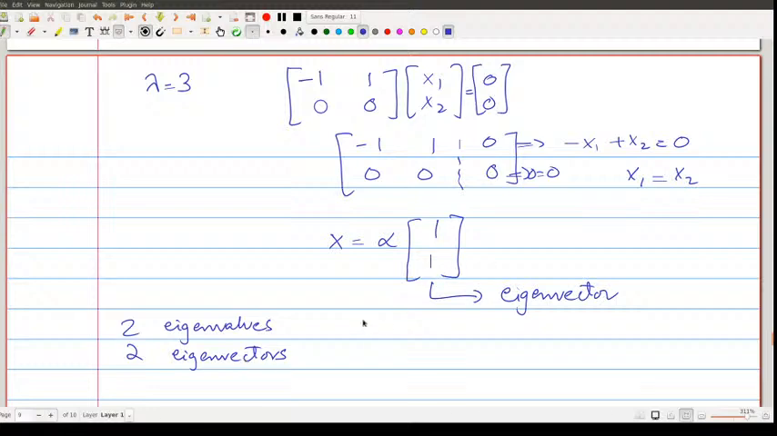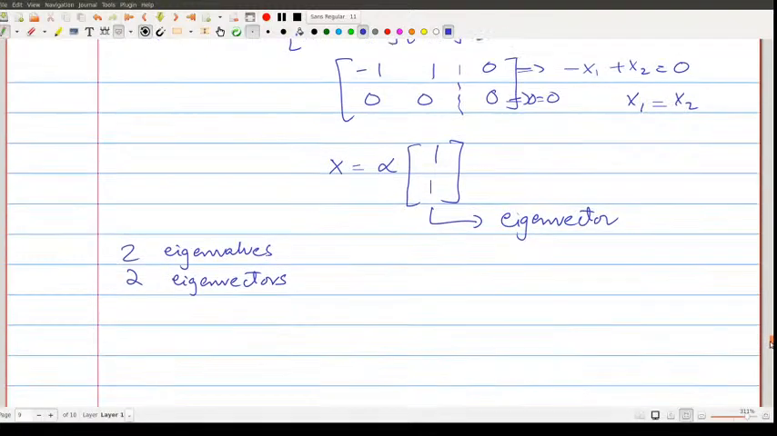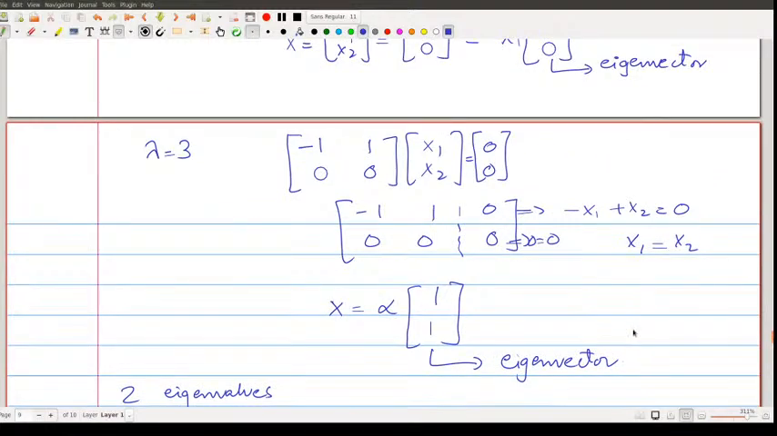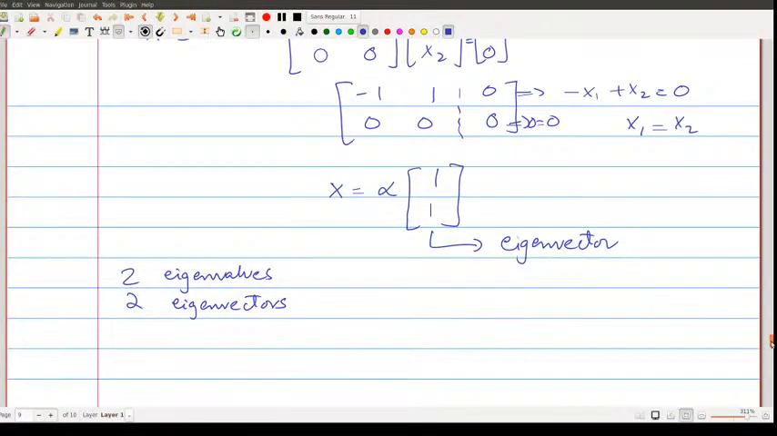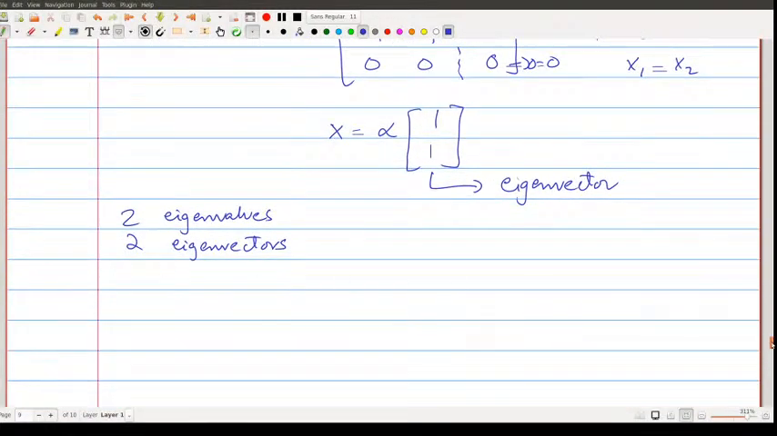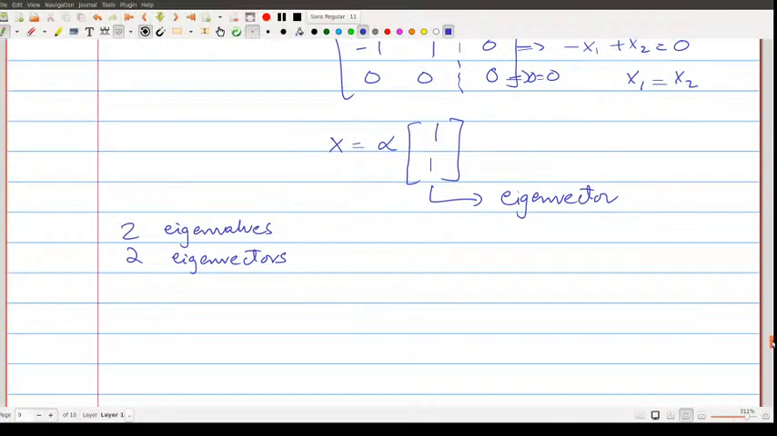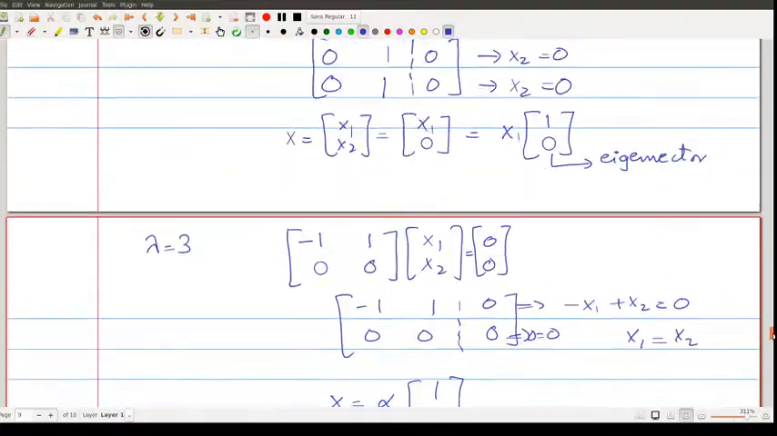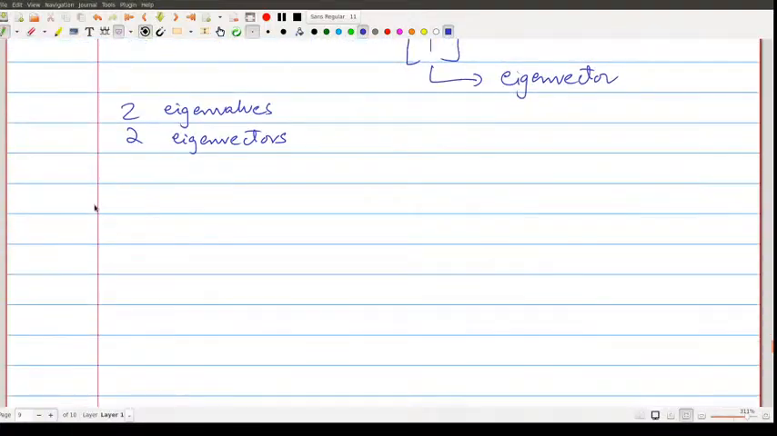Let's try an example. We've gotten a hang of how to do 2 by 2 examples. Maybe we can try to see one more example where we get a problem. So let's try to do a case where we might not get a nice solution.